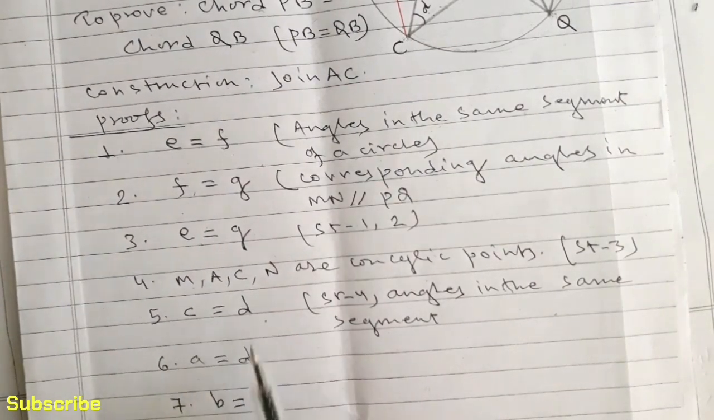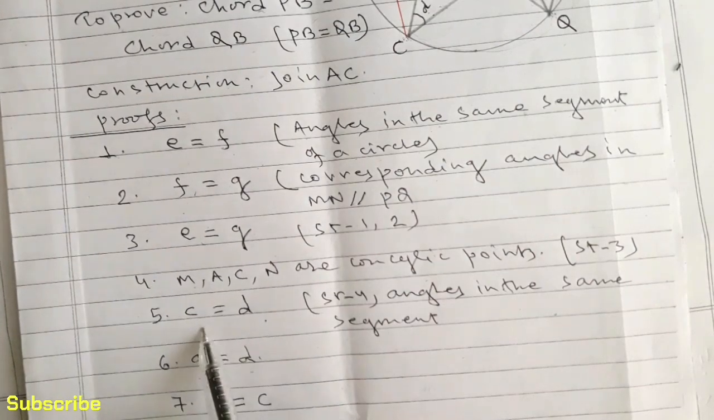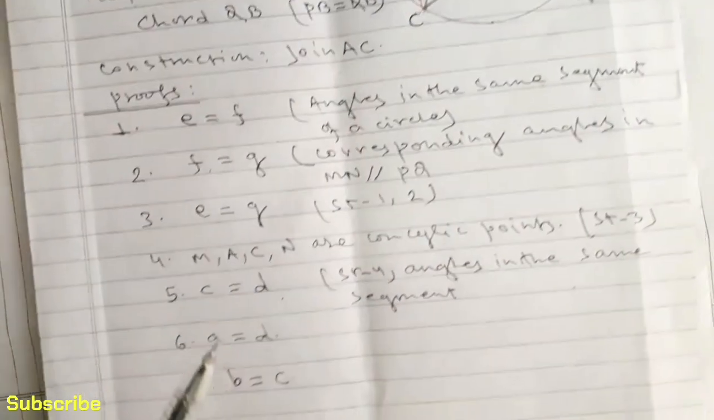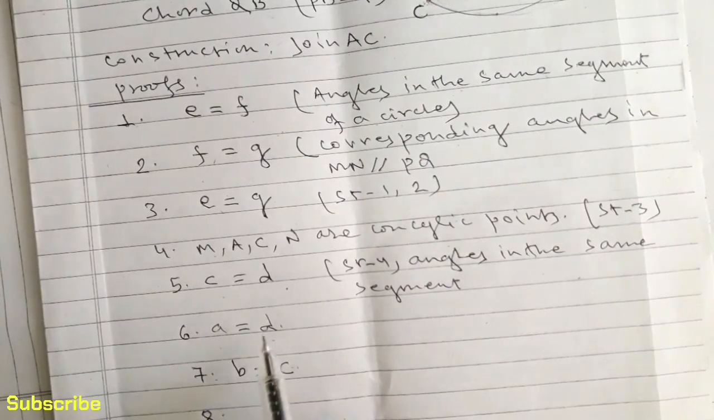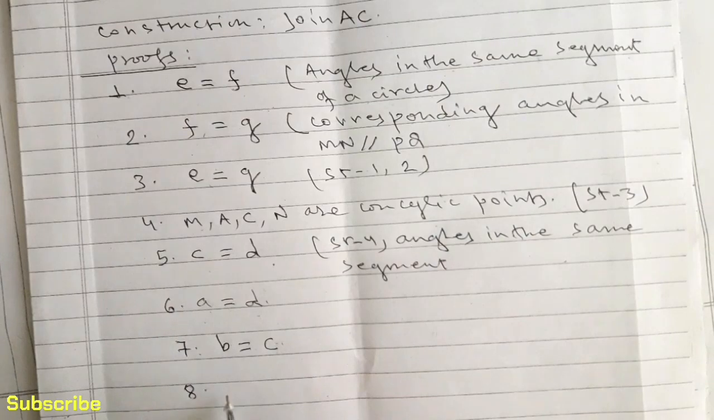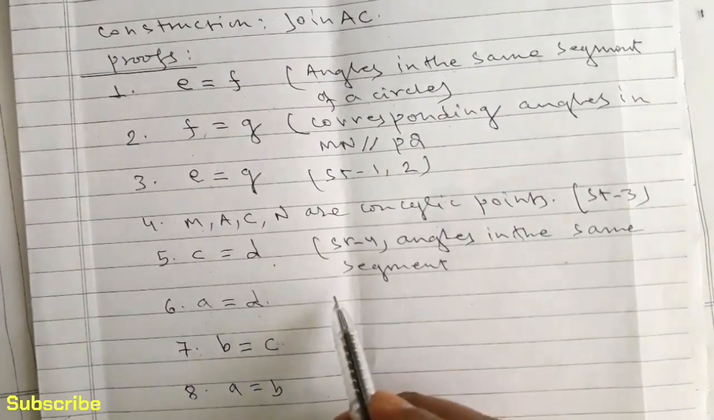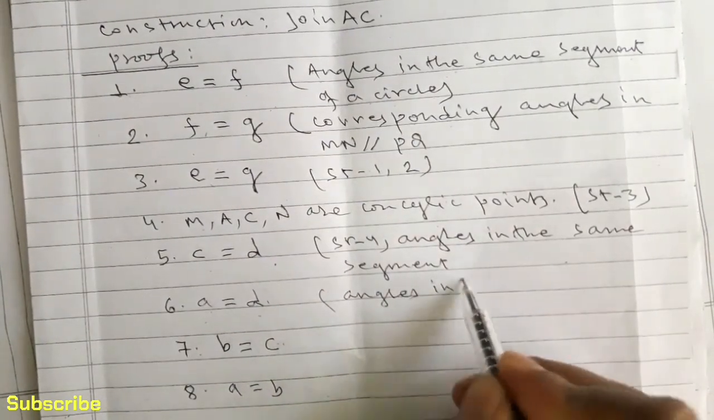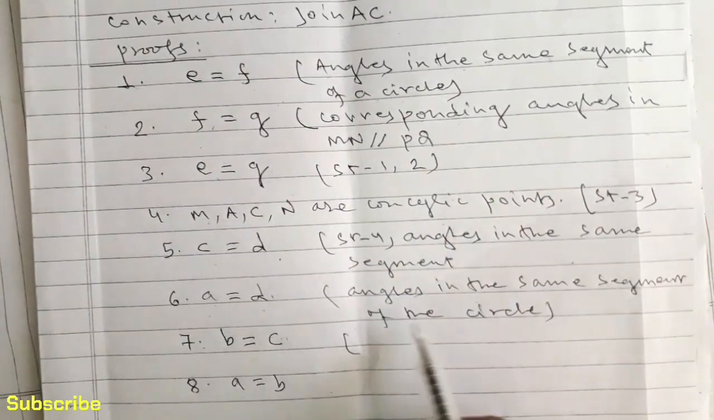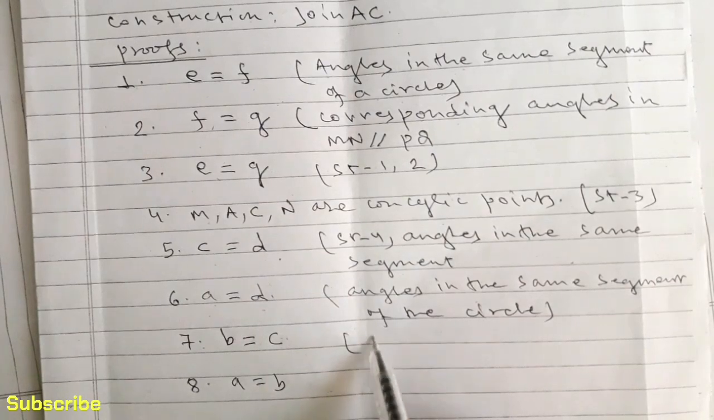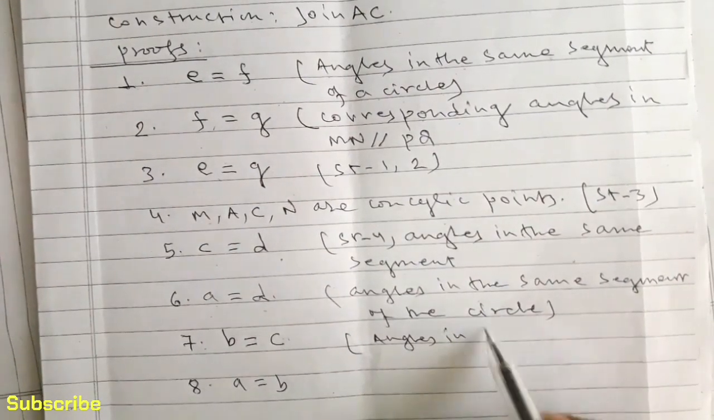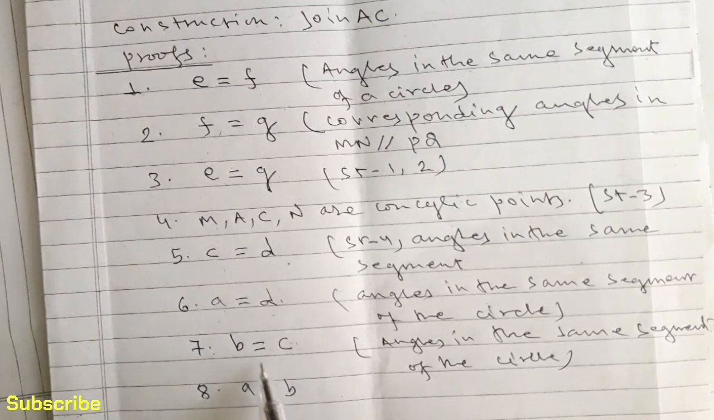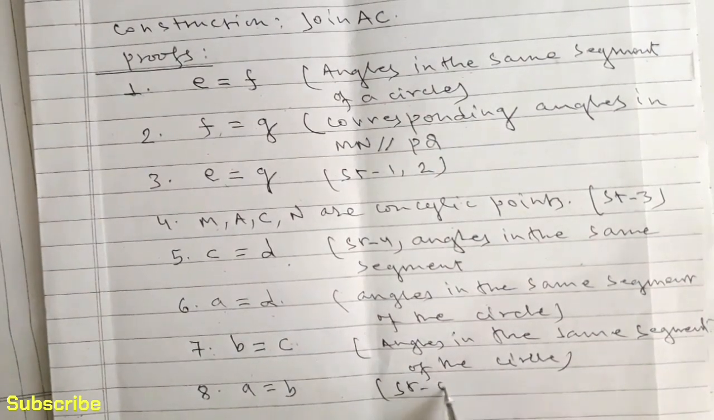In statement number 5, we have already got C and D are equal. So by combining statements 5, 6 and 7, if C and D are equal, we can write A is equal to B in statement number 8. The reason for statements number 6 and 7 is angles in the same segment of a circle. And the reason for statement number 8 is from 6 and 7, by combining statements 6 and 7.